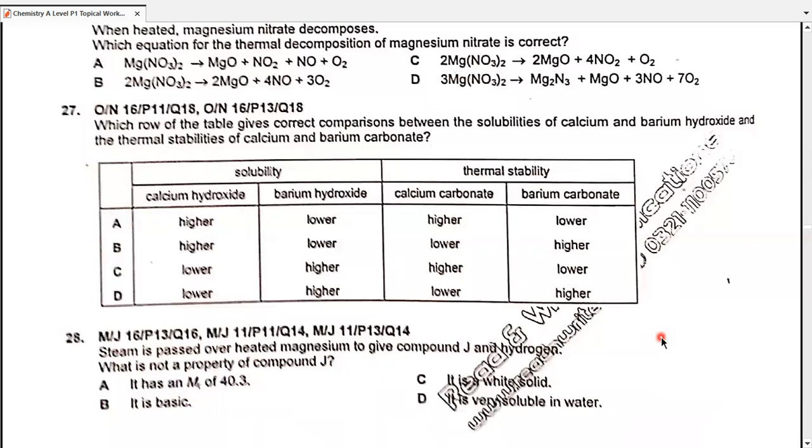27. Coming to 27, it is easy, but let's just practice it. Okay, sir.